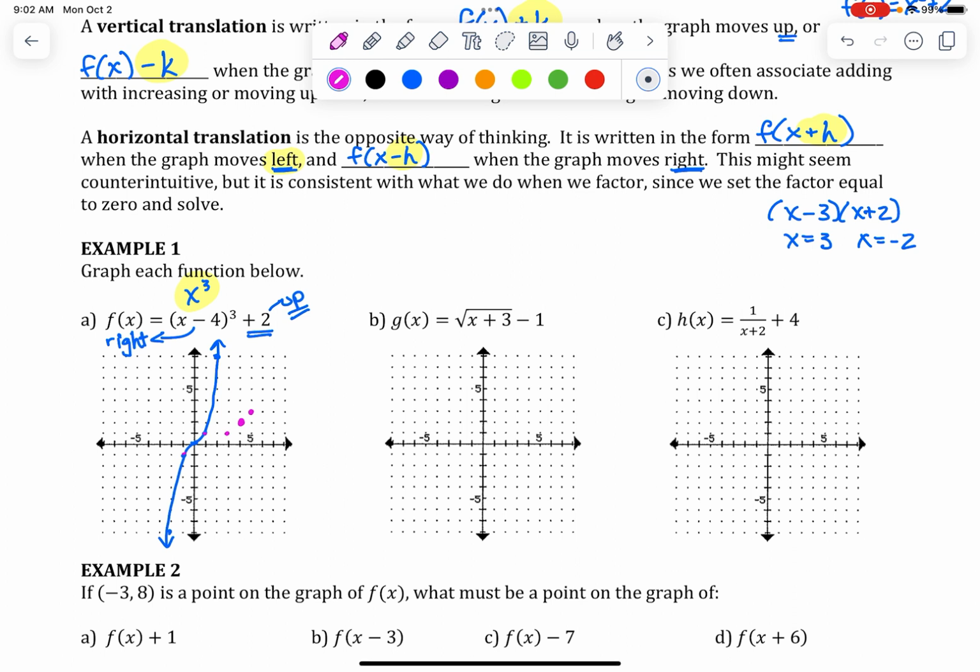Again, we're just taking every point and shifting them up 2 in the y direction, and then right 4 in the x direction. And so then when you graph it, you will have something like that.